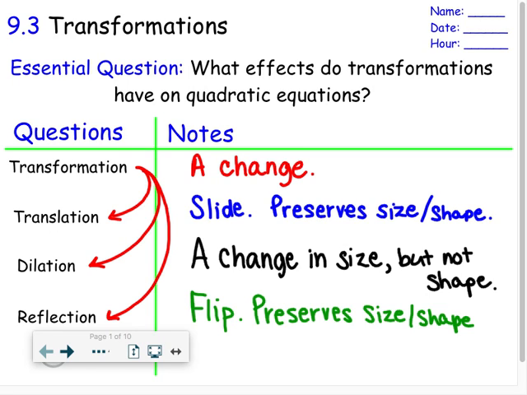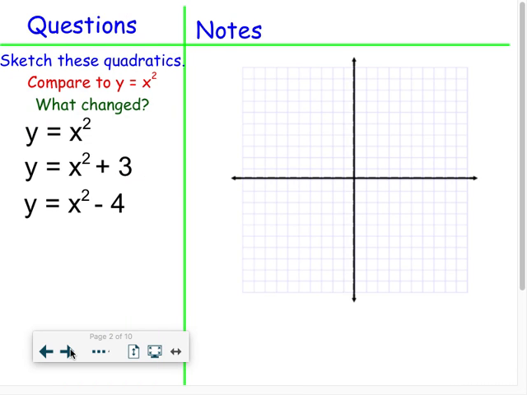Okay, so let's start analyzing these quadratics. So on a graphing calculator, I would like you to graph these three quadratics. And what we're looking for is we're looking to compare the second and third quadratic with the first one. So the parent function is y equals x squared. That's the most basic quadratic. So it doesn't have any extra numbers in it at all. The parent function, y equals x squared.